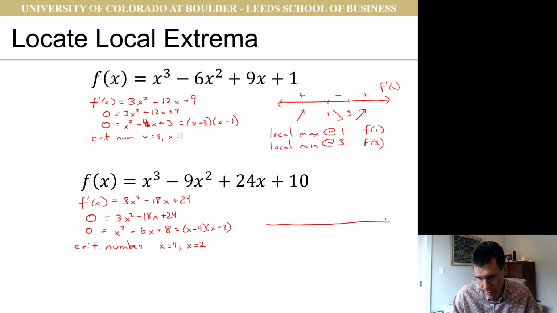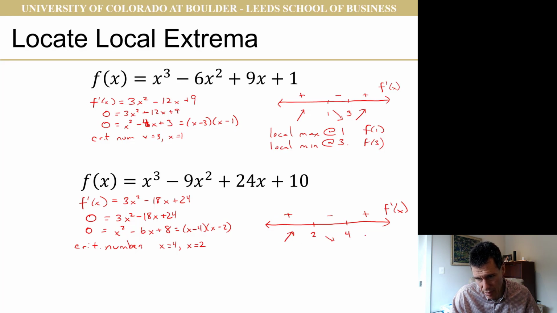Draw our number line for the derivative. The two critical numbers where it can change signs are 2 and 4. Plug in a large negative number. The x squared term dominates. It's positive, sorry. Plug in a very large positive number. The x squared term dominates. Positive again. Plug in a number, let's say 3. We have 27 minus 54 plus 24. That's negative.